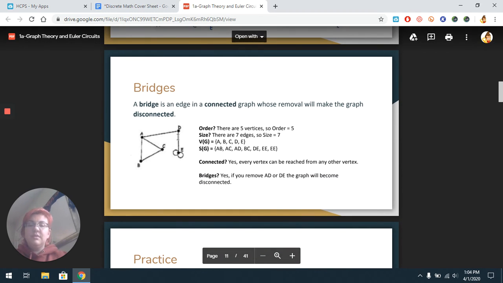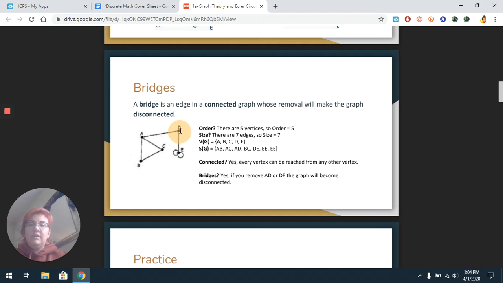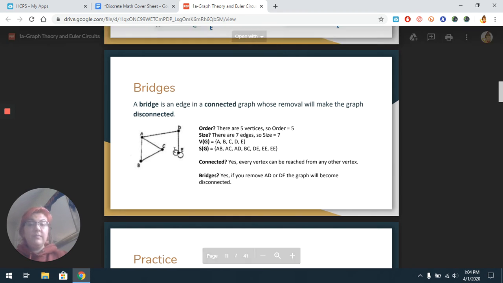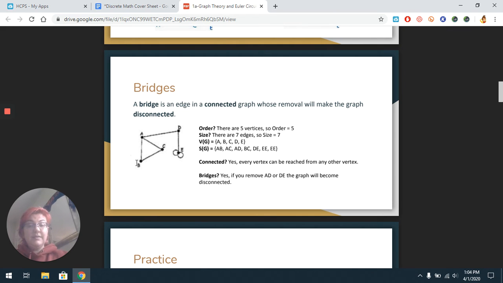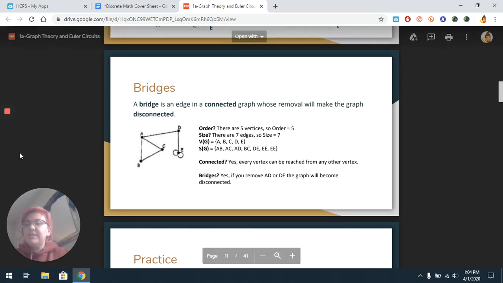Bridges are what take a graph that could otherwise be disconnected and make it connected. So let's see. A, B, C, D, E, my order's 5. 1, 2, 3, 4, 5. Loop for 6, loop for 7. So my size is 7. And because I have 2 loops, remember I have to put EE twice, and it's connected. But let's look, do I have bridges?